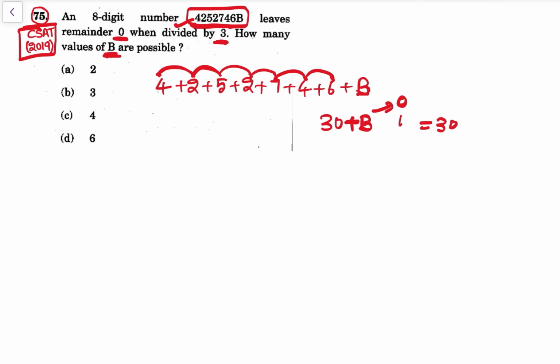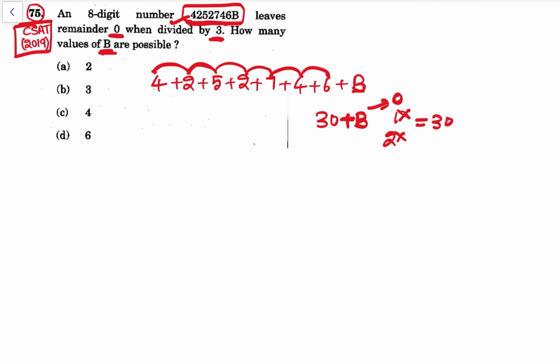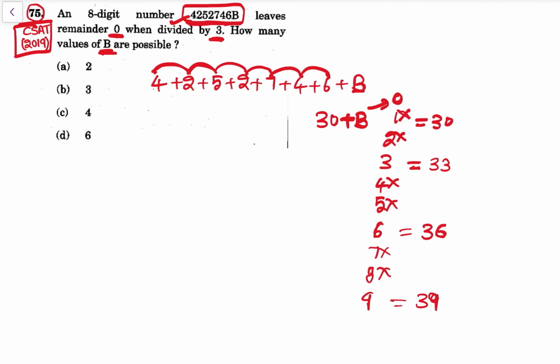Then B cannot be 1 क्योंकि सम 31 होता, not divisible. 2 नहीं हो सकता. And B can be 3, yes, because then sum would be 33. Then 4 नहीं हो सकता, 34 not divisible. 5 नहीं हो सकता, 6 हो सकता है, because that would be 36 which is multiple of 3. Then 7 नहीं हो सकता, 8 नहीं हो सकता, 9 हो सकता है because 39 which is multiple of 3.